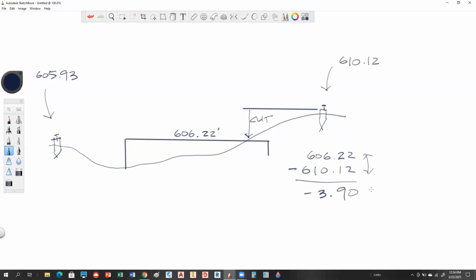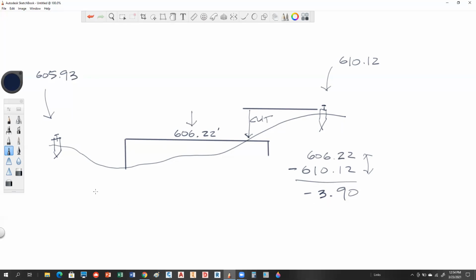If you flip them, if you subtract 606.22 from 610, will you get 390? Yeah. But you'll get a positive. So you'll have to think, well, is that a cut or a fill? It's not that hard. Just think, if the stake's higher than the thing you're grading, then it's a cut. If the stake's lower, then it's a fill. But a lot of times, if you take the proposed object and subtract from it the stake, then you get this sign that's going to tell you whether it's cut or fill.